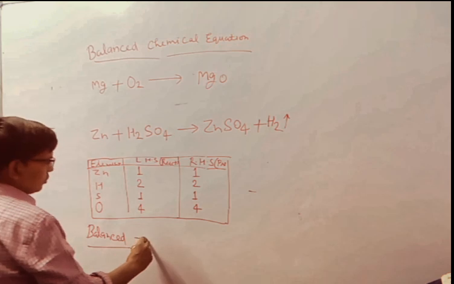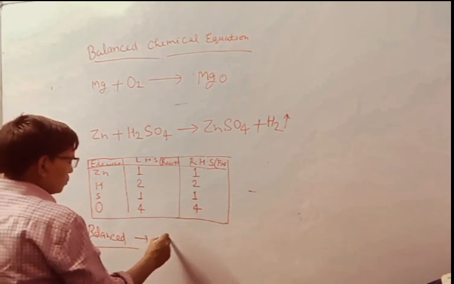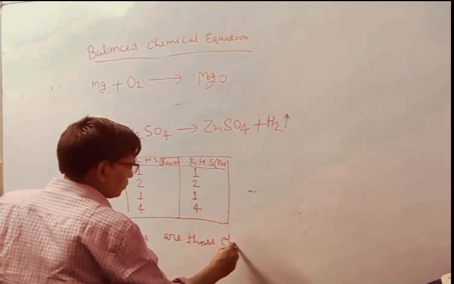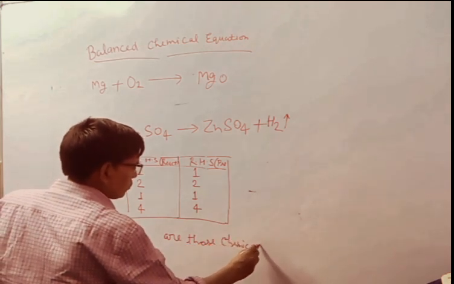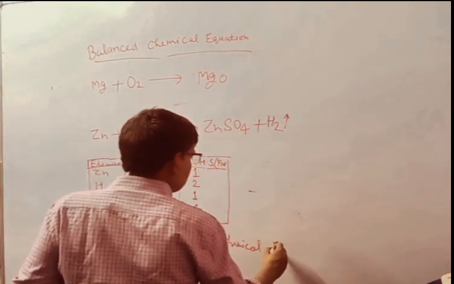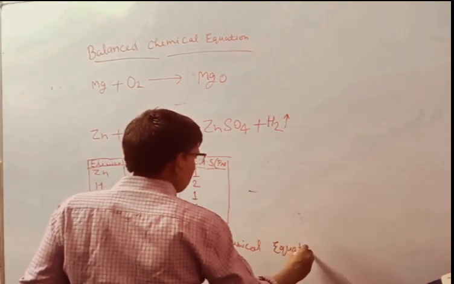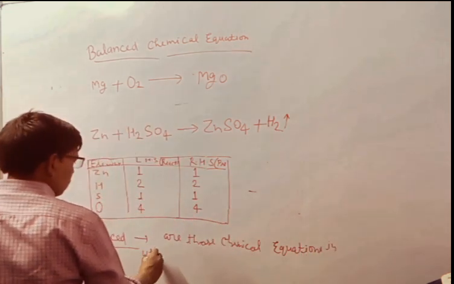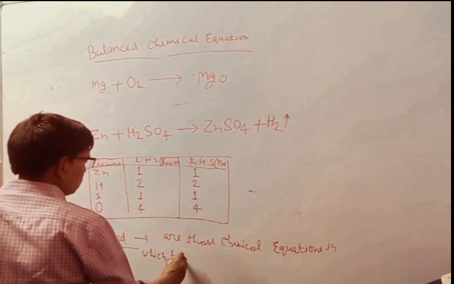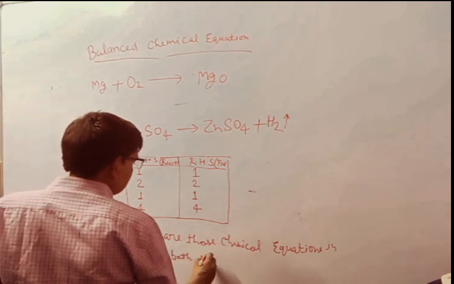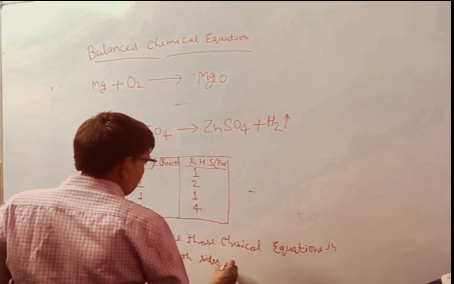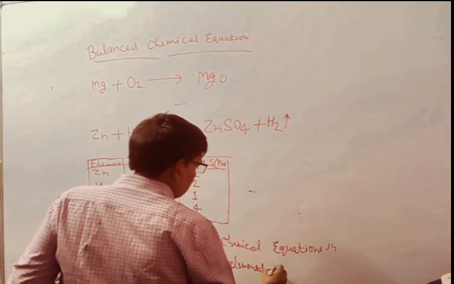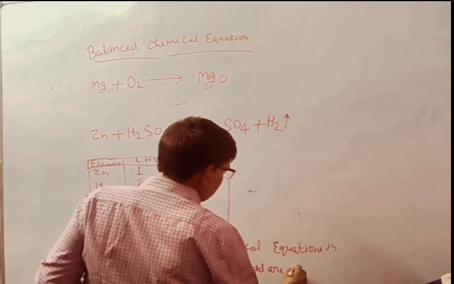The balanced chemical equations are those chemical equations in which both sides' elemental mass or elements are equal.